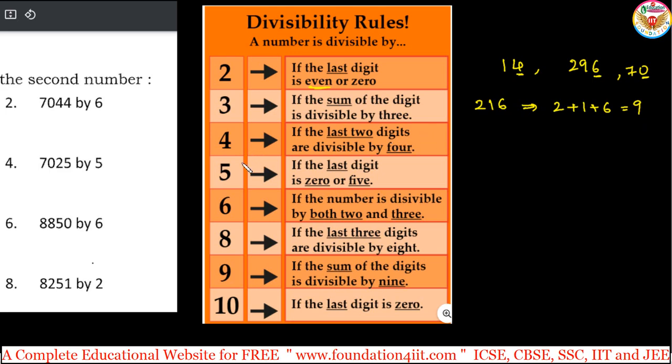If you already know the rules, just skip these and you can start the worksheets. Just briefly I'm explaining all the divisibility rules once again. The rule for 3 is the sum of the digits should be divisible by 3.